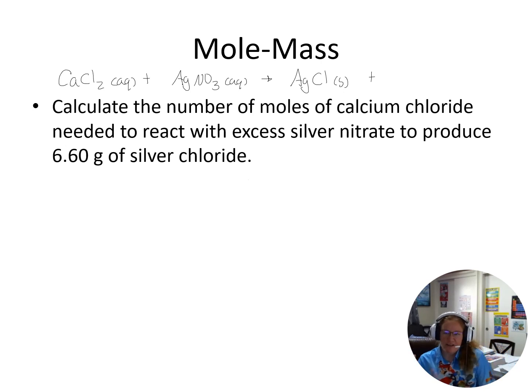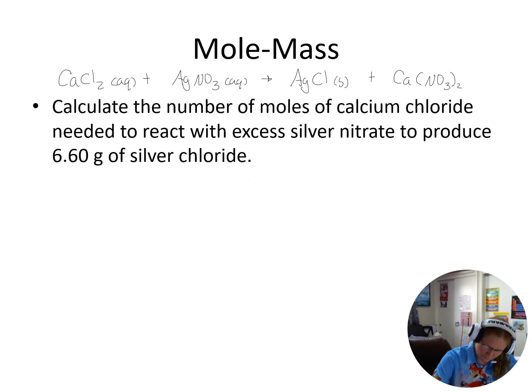All right, and then what's our other product? Well, we have calcium and we have nitrate. We haven't used those 2 ions on the product side yet. So calcium nitrate would be our other product. All right, and then of course we have to balance it, and the balance on this one is a 2 there and a 2 there.